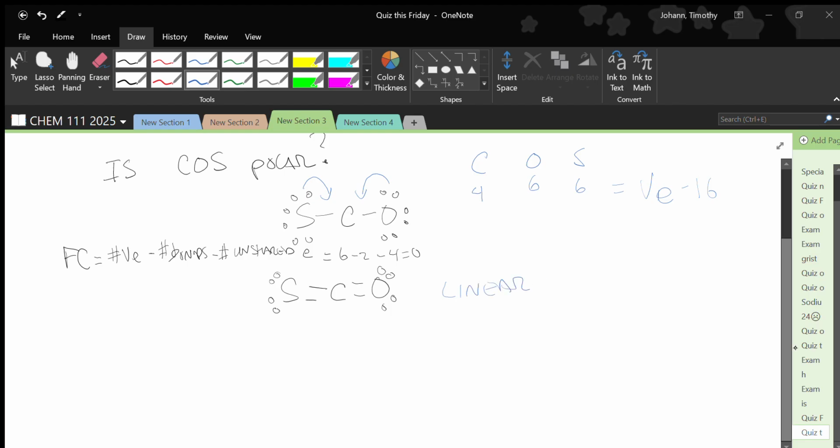Now we need to just determine if it's polar. For it to be polar, it has to have 2 things going on, right? It has to have at least one polar bond, and the polar bonds have to be non-symmetric. All right, so let's see. So does it have polar bonds?